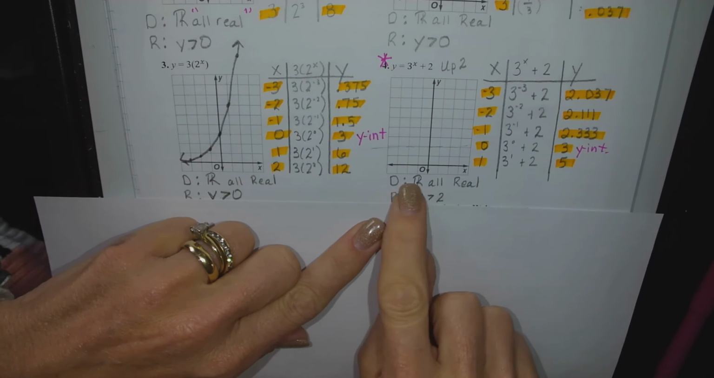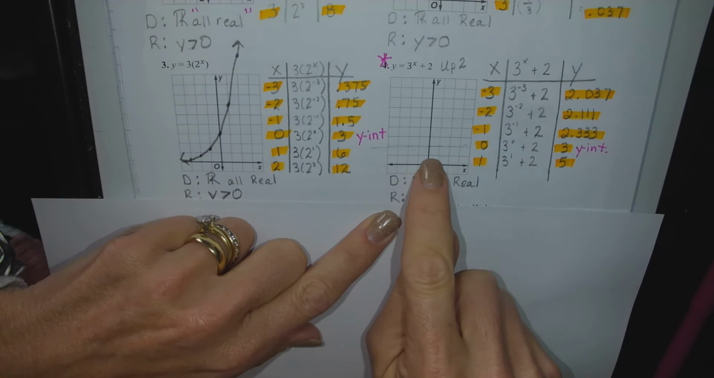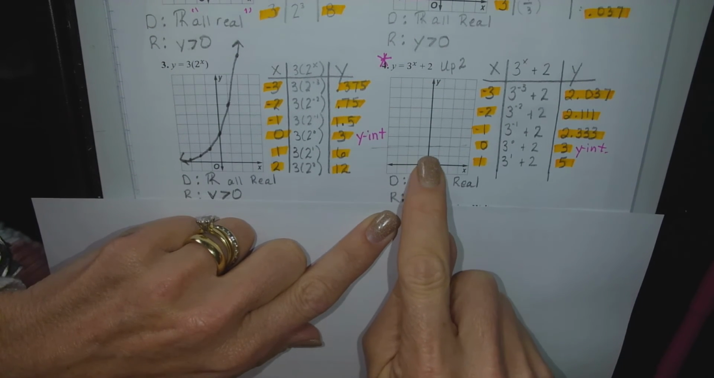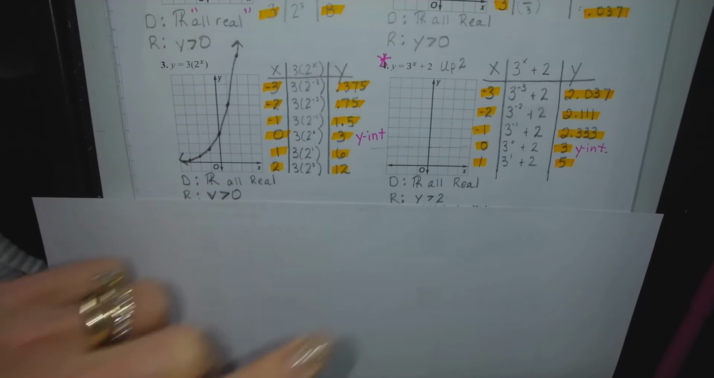So you're going to notice this graph is up 2, okay? Domain is all real. We can use any x value. The y's, it will not go below this part right here, okay? So you start. Well, you plot the points and you'll see, okay? Please estimate as best you can, all right? Guys, all you're doing is plotting points, okay?